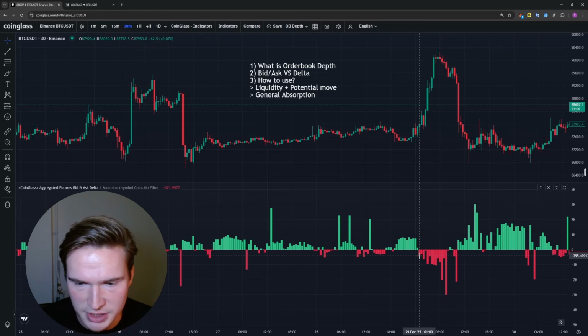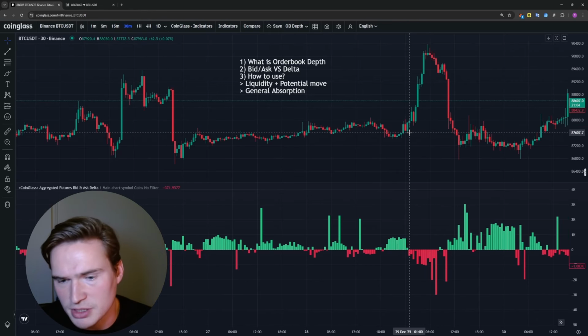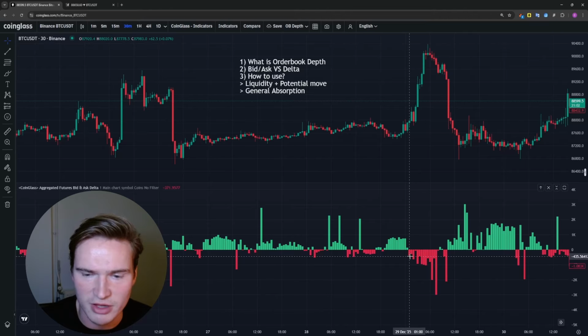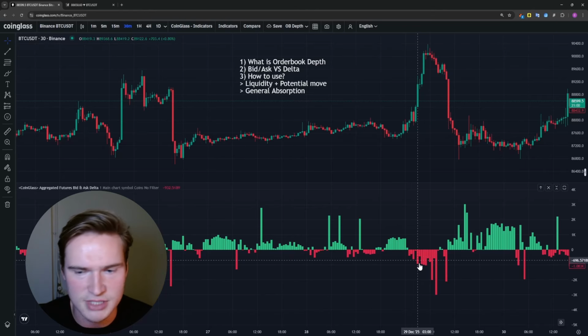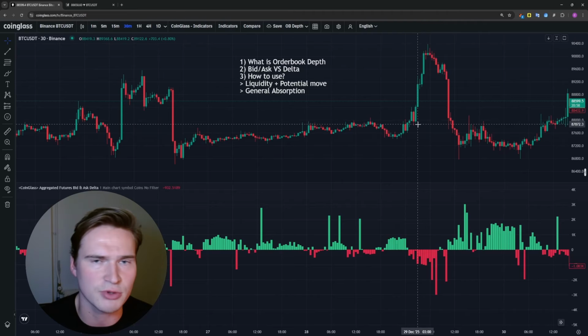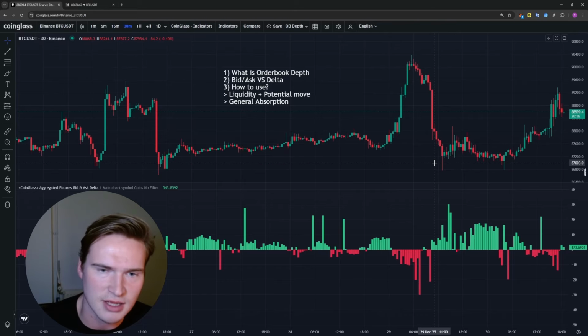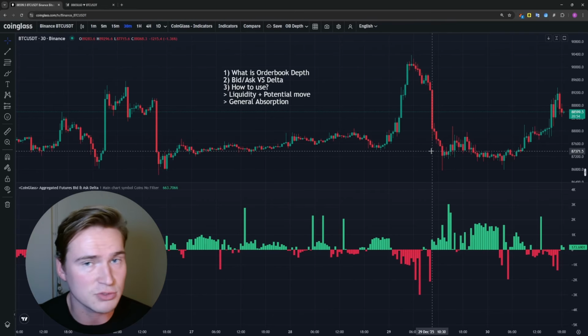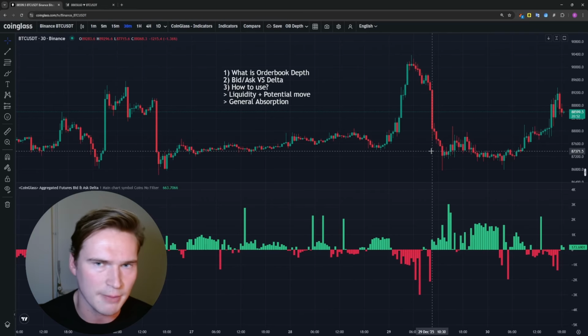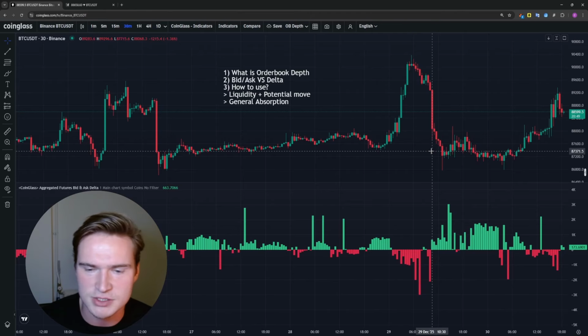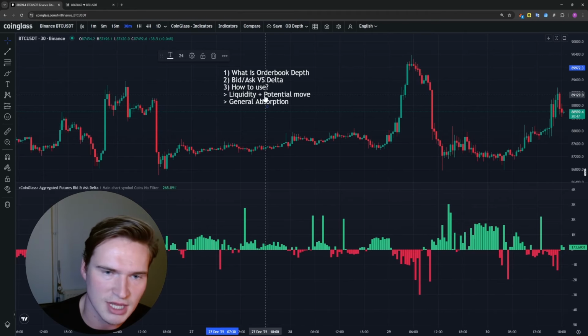So this example is the 29th of December. It's red, but the price keeps pushing up. And we keep having an order book ask delta right here, but the price keeps rallying up. So what that means is that there are more ask orders than bid orders. Price is still pushing up. What's happening? We have aggressive buyers, right? So that is to a certain extent absorption.